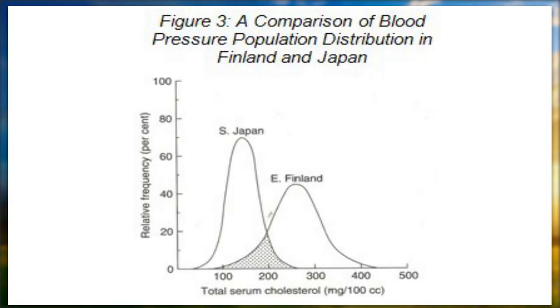Let's start with a graph. There's lots of graphs today. I hope you like graphs. So the first graph compares Finland and Japan, two distinct populations, and their cholesterol levels.